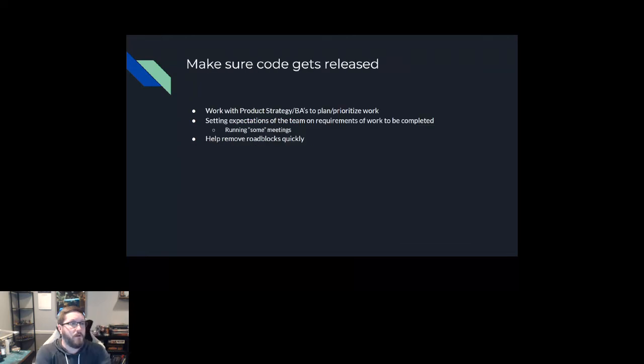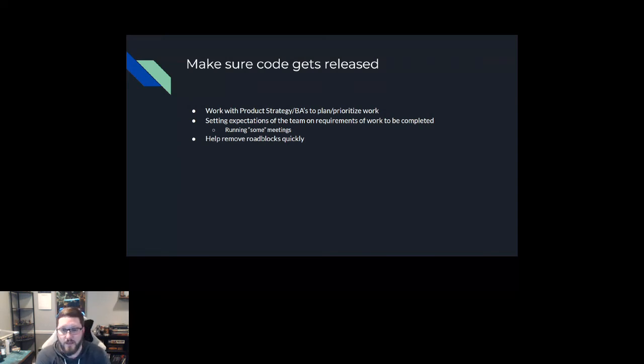All right, sorry, I skipped one. The next one that we've got is making sure that code gets released. This one is different. This is probably the biggest difference that I've noticed in the different companies that I've worked at: working with product strategies or business analysts to plan and prioritize work.